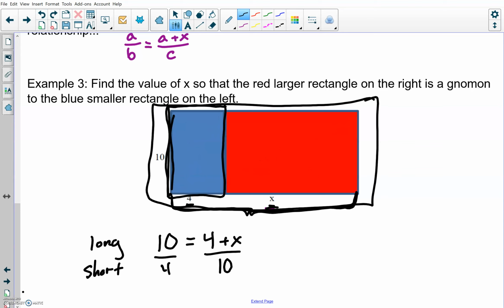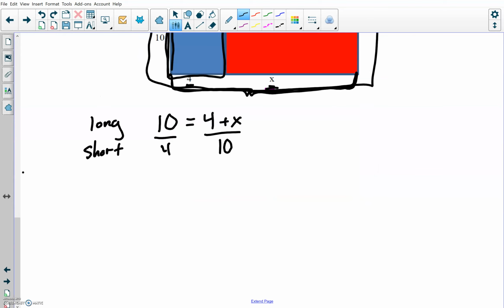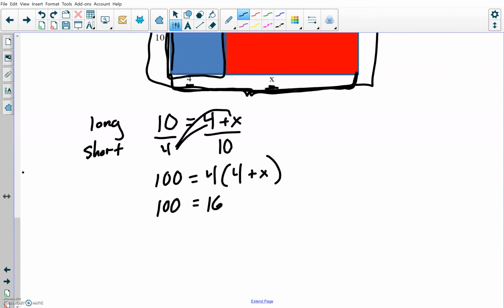And now we just need to solve for x. I can cross multiply and I can get 100 equals 16 plus 4x. Just multiplying that 4 up by both terms, you would technically have, and I'll just go ahead and write this, 4 times that quantity 4 plus x. And that's how you get that 16 plus 4x. And then you get 84 equals 4x when you subtract 16 from both sides. And when you divide by 4 on both sides, you get x equals 21.